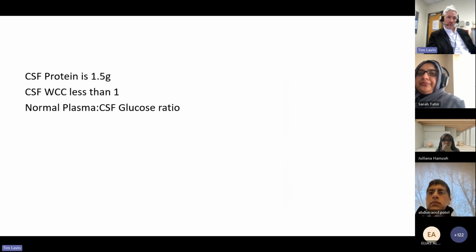So they proceed on to have some investigations. They have a CSF protein which is 1.5 grams. Normal value is about 0.45. And a white cell count which is less than 1, but a normal plasma CSF glucose ratio.